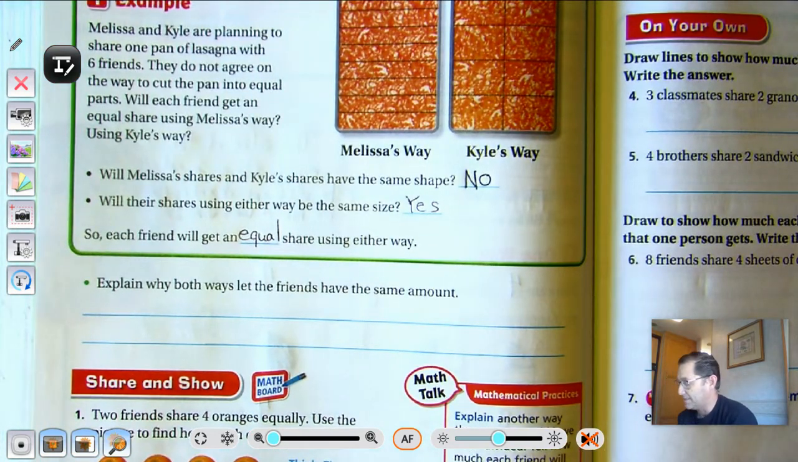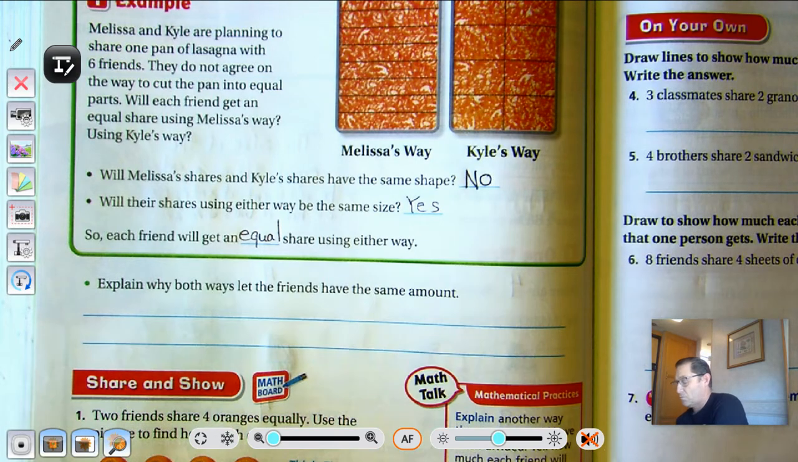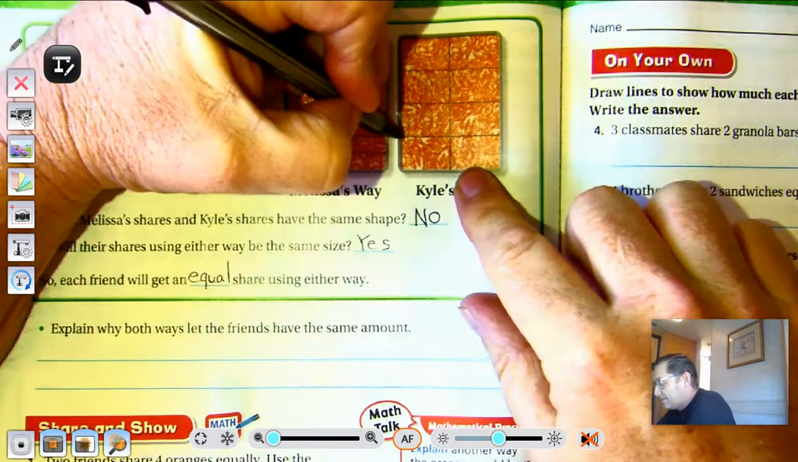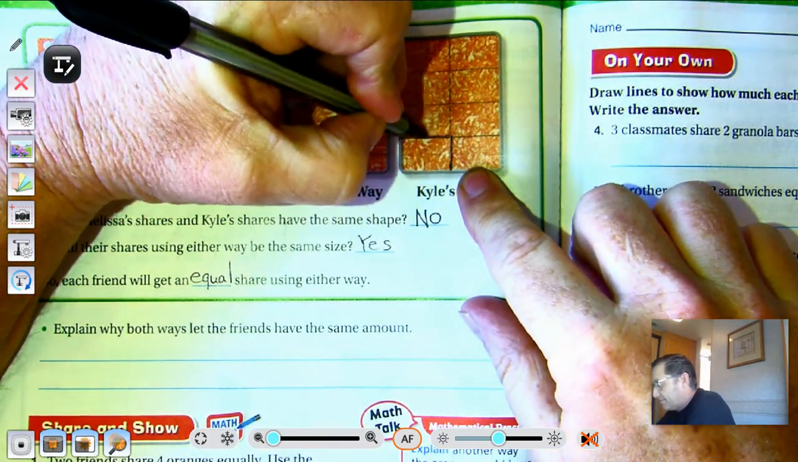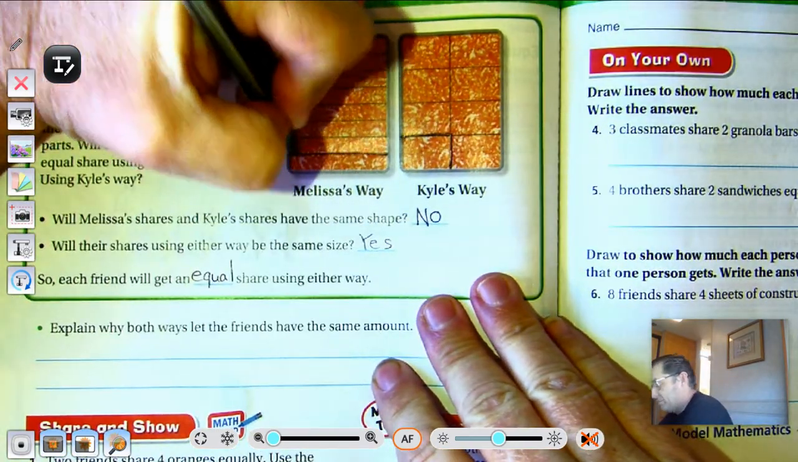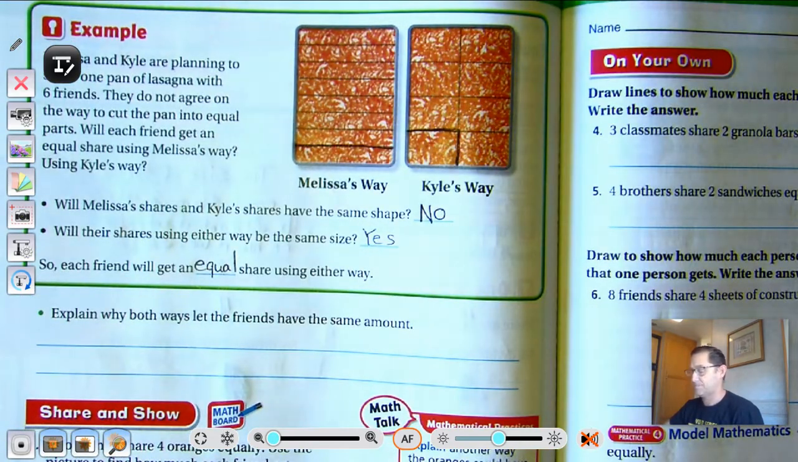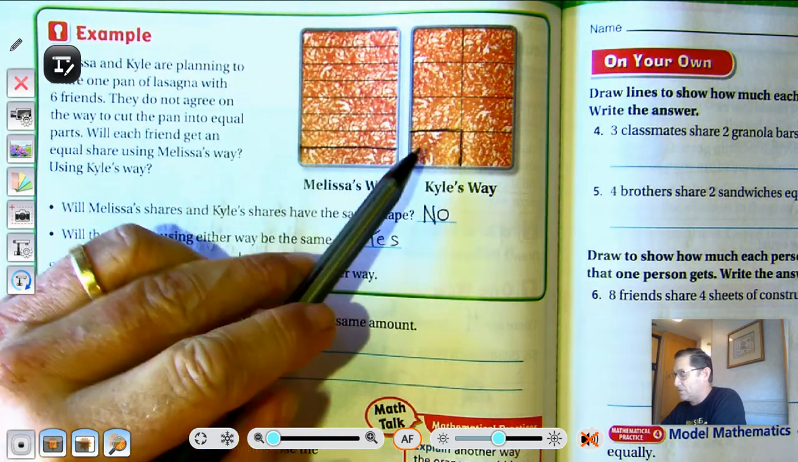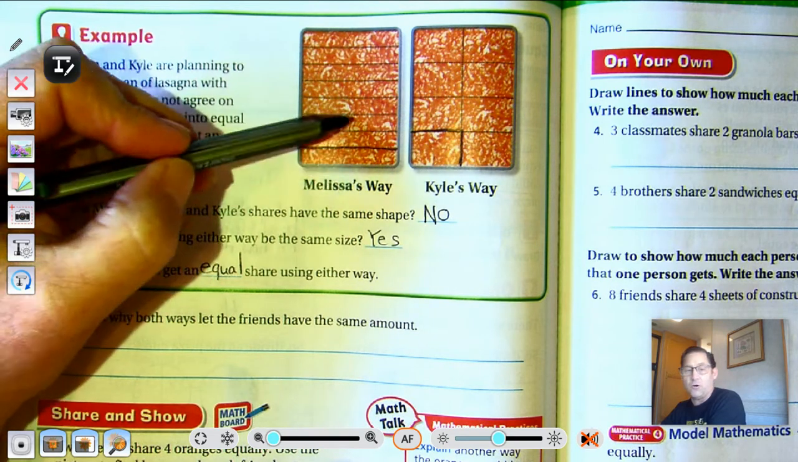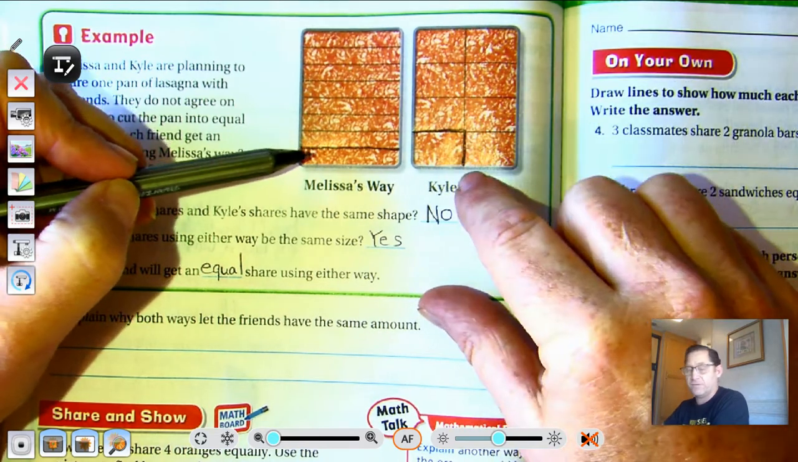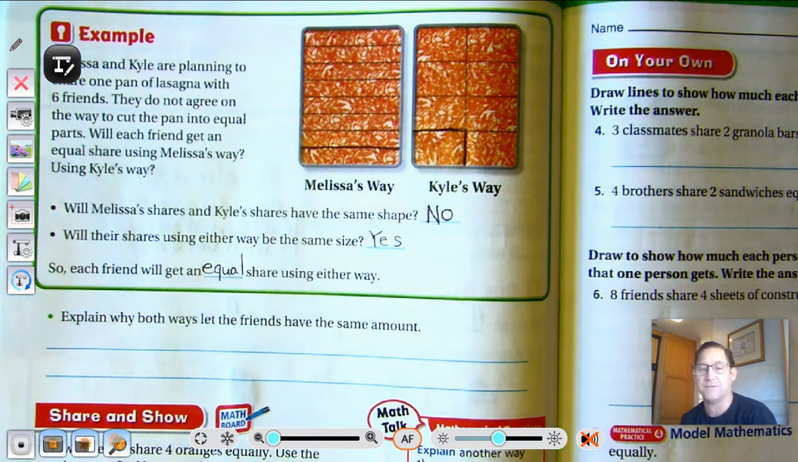Explain why both ways let the friends have the same amount. Well, when I look at this piece here, this would be 1/8 of Kyle's. This would be 1/8 of Melissa's. Well, this one is just twice as long as this one, but half as tall. So if it's twice as long but half as tall, it's the same amount of space. They take up the same amount of space.